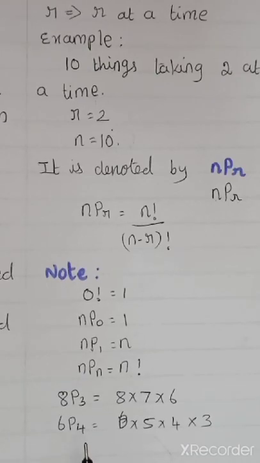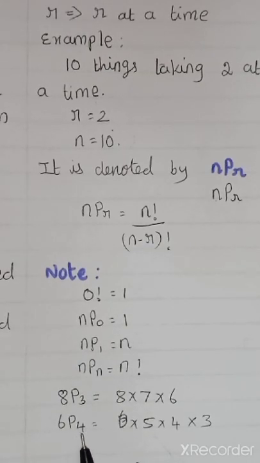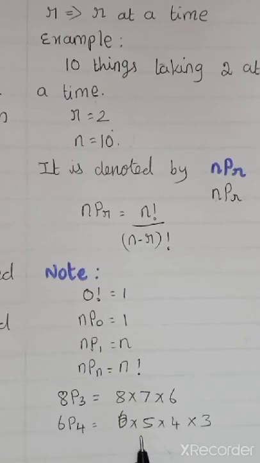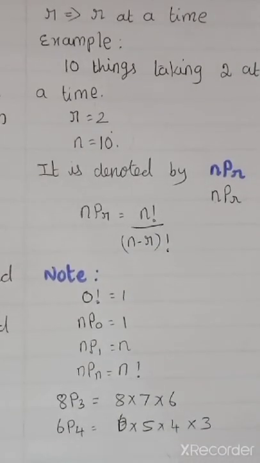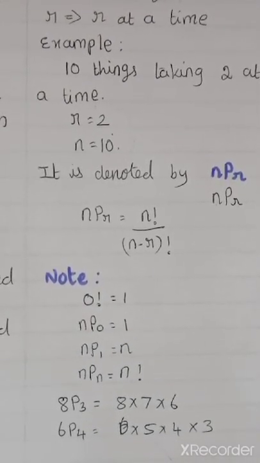6P4, how to calculate? Either you can use a formula or you can use a shortcut method. From 6 descending, how many numbers do you have to take? 4 numbers. So 6 into 5 into 4 into 3 is your answer. Is that permutation clear?